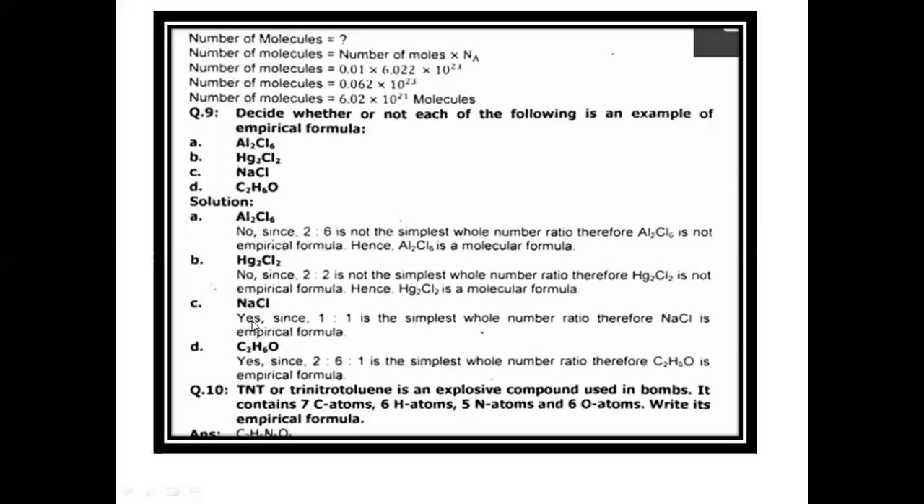NaCl ratio is 1:1. It is already in its simplified form. We cannot simplify it further. So yes, NaCl is the empirical formula of sodium chloride. C2H6O, can you simplify it? No, because oxygen is already in the simplified form 1, and we cannot simplify it further. So 2:6:1 is the simplest whole number ratio. Therefore, C2H6O is the empirical formula.